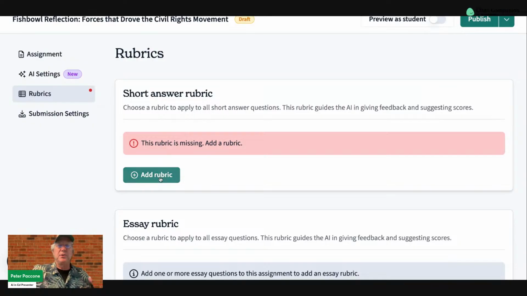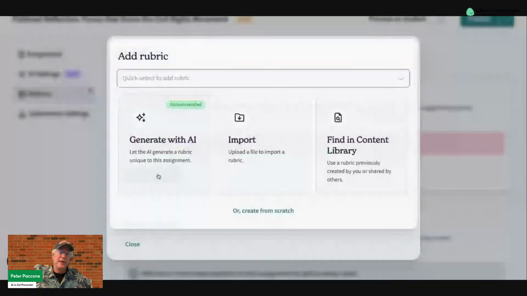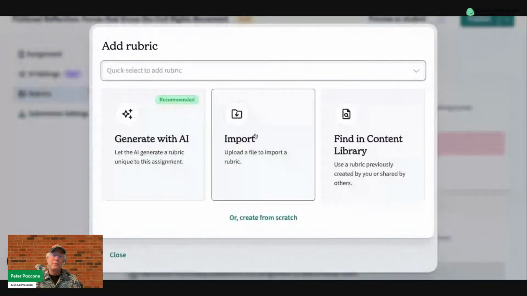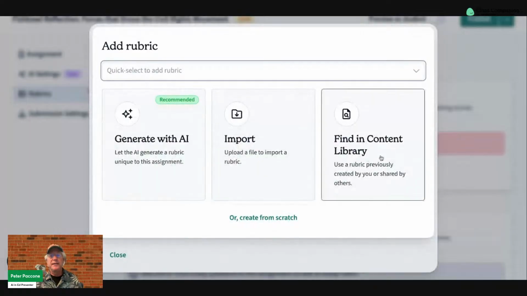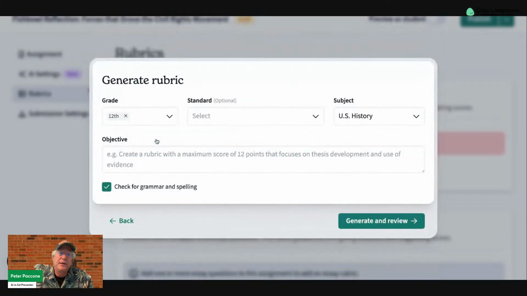So now I'm going to add a rubric. I can import one of my own. I can go to the Class Companion content library and see the ones that Class Companion has created for short answer questions. I believe there are even some up there for short answer reflection questions. And if Class Companion hasn't provided those, there are also a whole bunch of rubrics created by teachers. I imagine someone has created a rubric for a reflection question. But if not, I'll just generate it with AI.